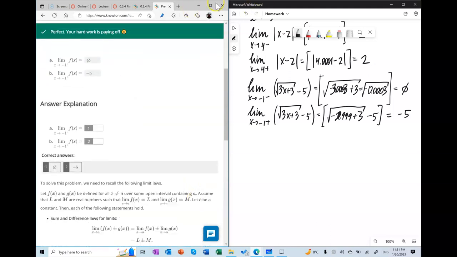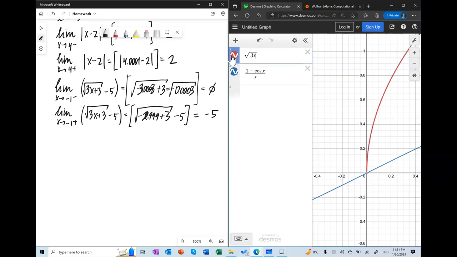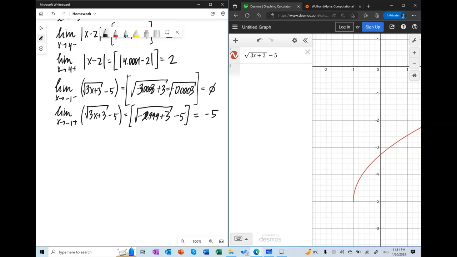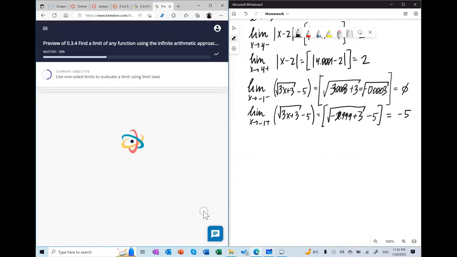And we can easily verify everything that we do here with Desmos, right? So all we have to do is just graph this function, and you will see that to the left of -1 the function doesn't exist, therefore there is no left-sided limit, and to the right of it, it approaches -5. So very easy to verify. All right, so let's go to the next question.